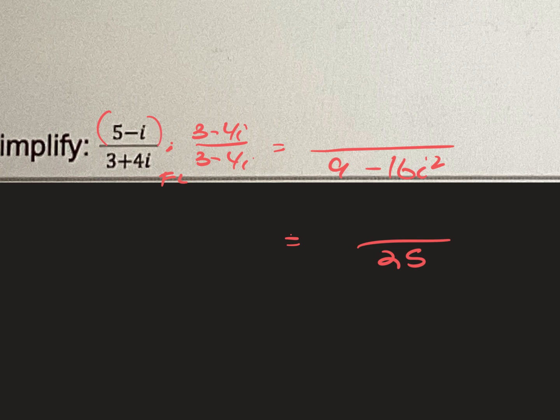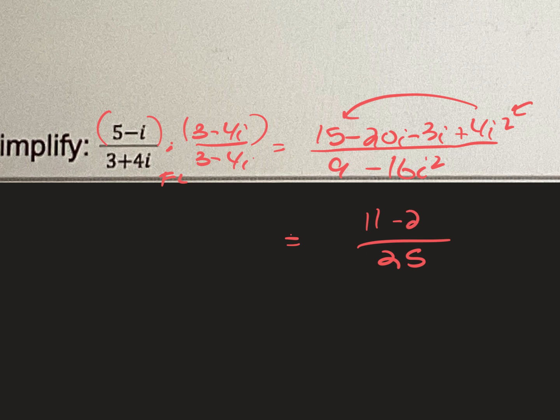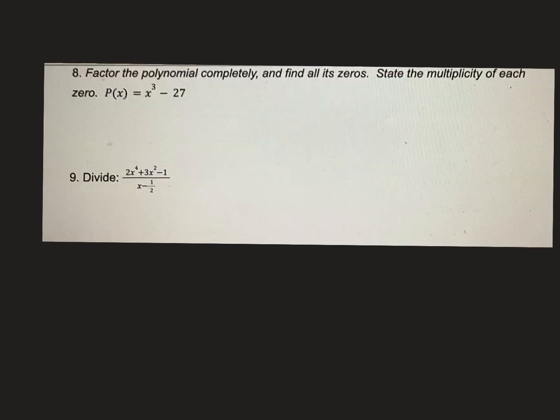Now I'm doing FOIL for my numerator. 5 times 3 is 15. Outer is 20i. Inside is negative 3i. Last is plus 4i squared. i squared makes that 4 negative 4. So 15 and negative 4 is 11. And if I add the negative 20 and the negative 3, oops, it will give me negative 23i over 25. And there's 7. Number 8, factor completely.